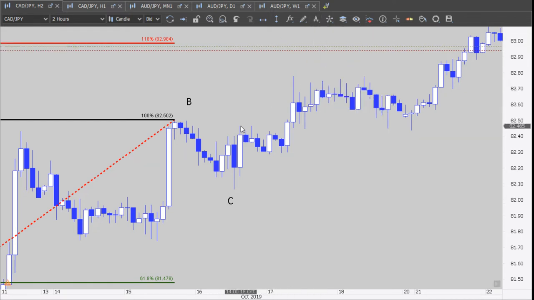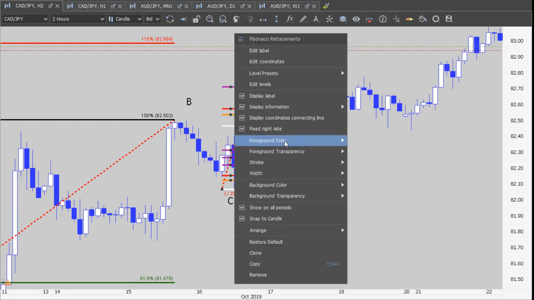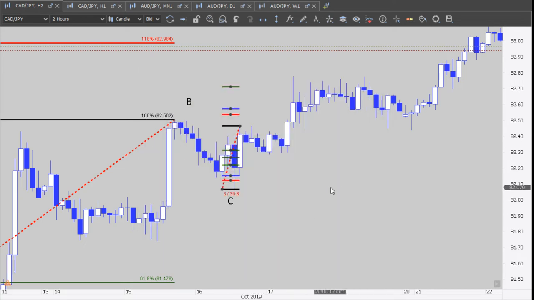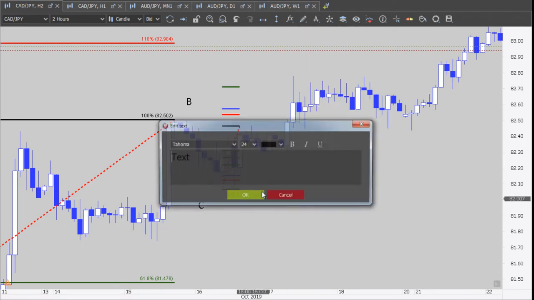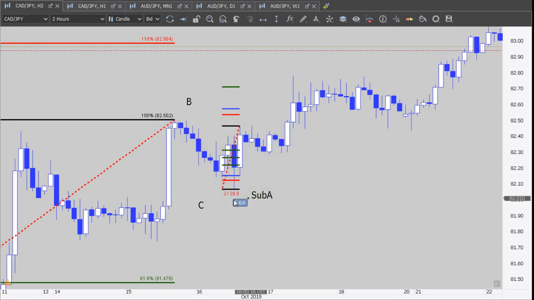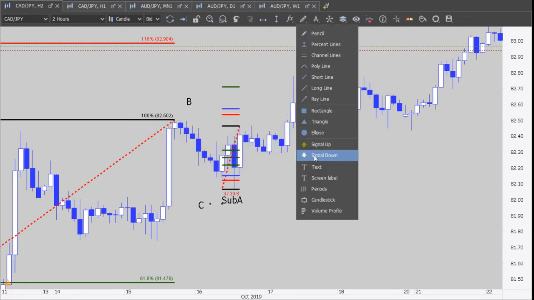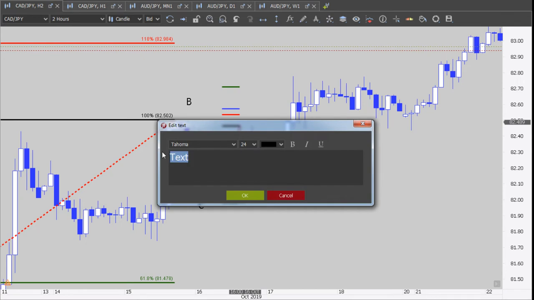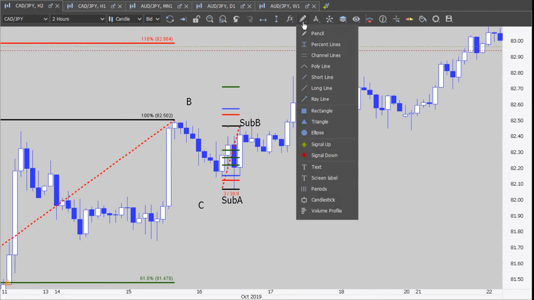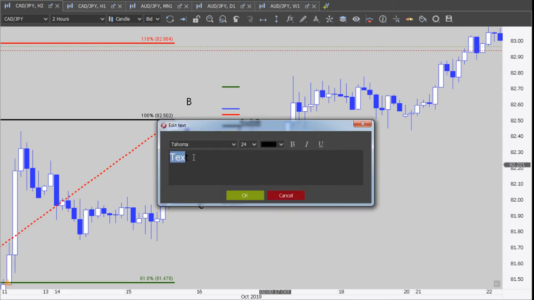So this is going to be our Fibonacci of the confirmation. We're going to color code it the same as the original Fibonacci. So this is my C and this is my sub A in here, and up in here is going to be my sub B. Right, and somewhere down here is going to be my sub C.